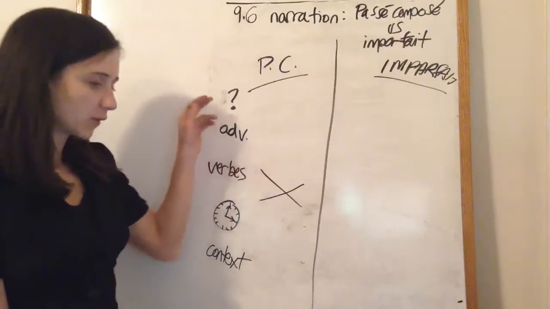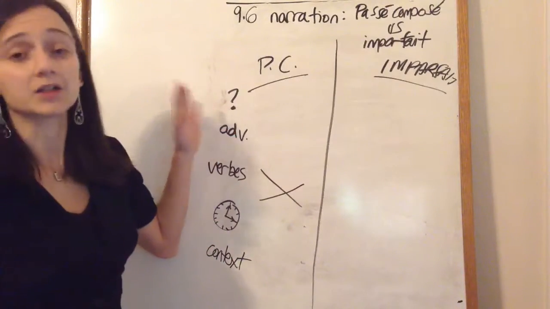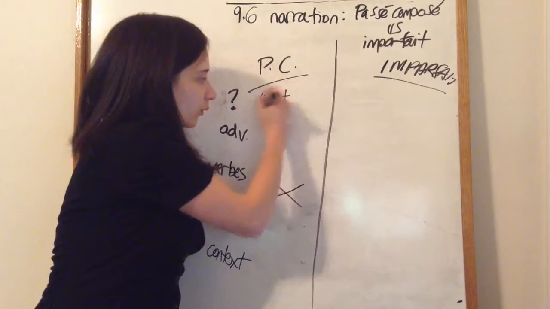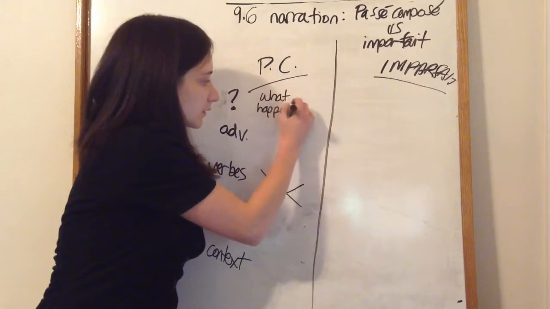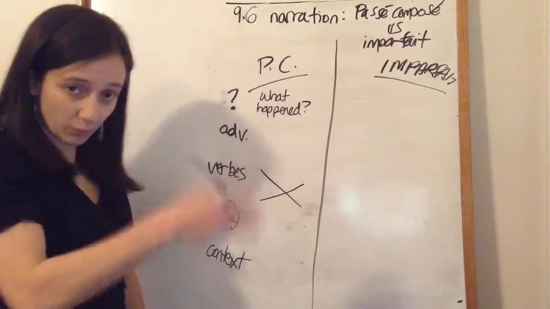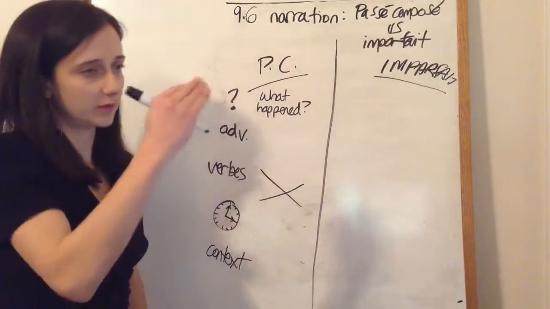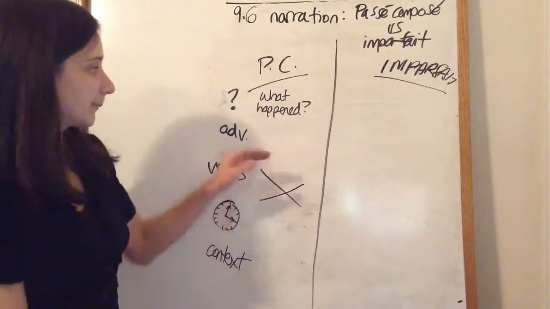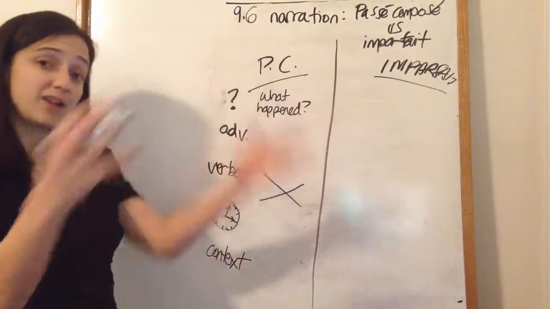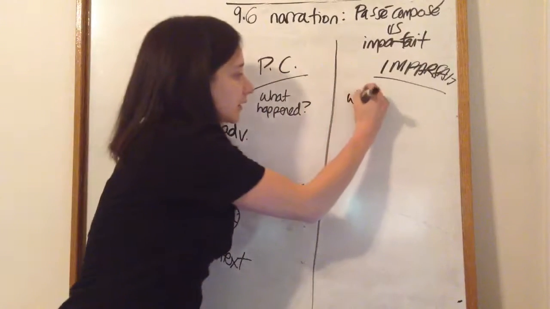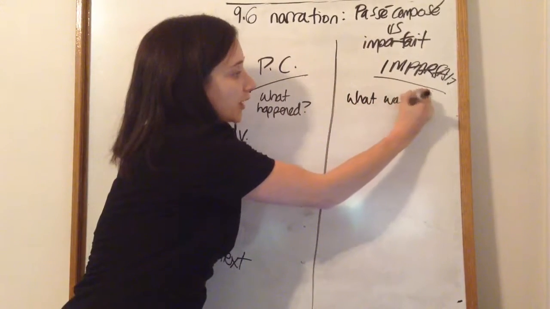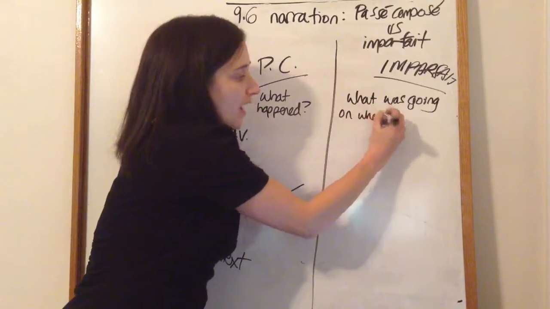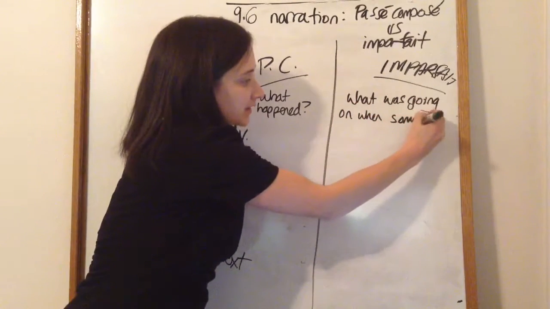So first of all, we have the questions that we're answering here. Passé composé is simply what happened. Like a list of actions. What happened? Give me the chronological order of who did what, when, and where. And the imparfait in general is what was going on when something happened.